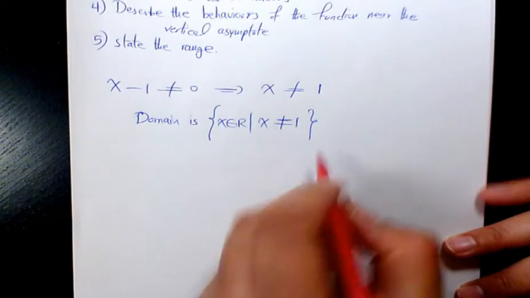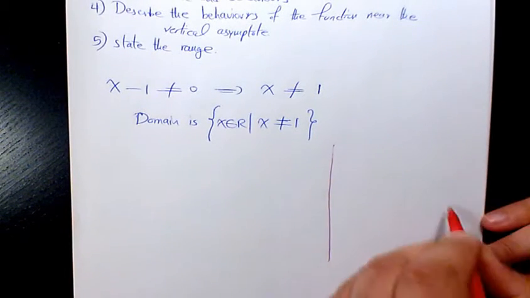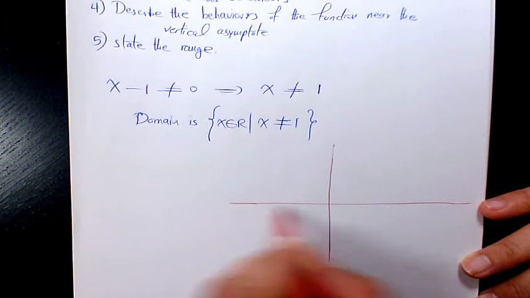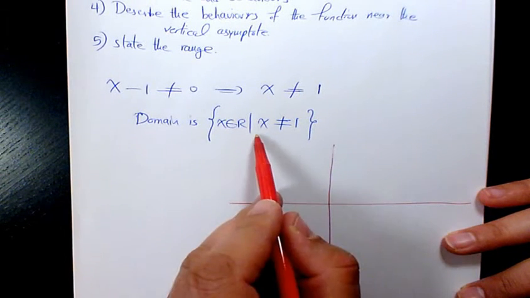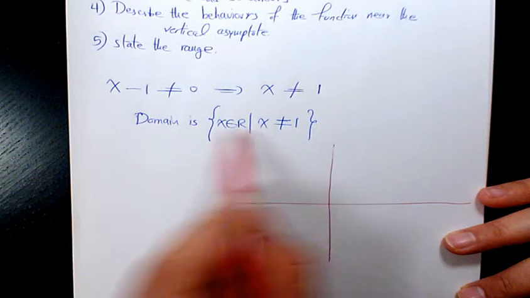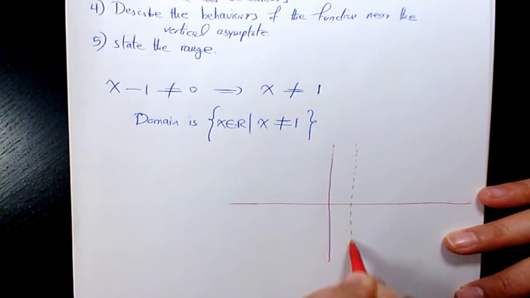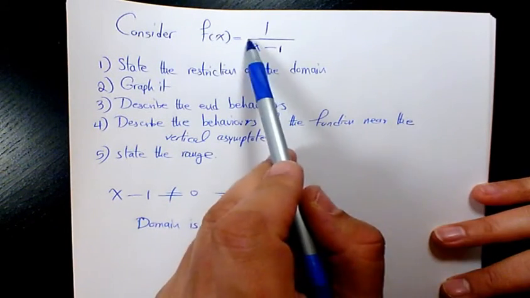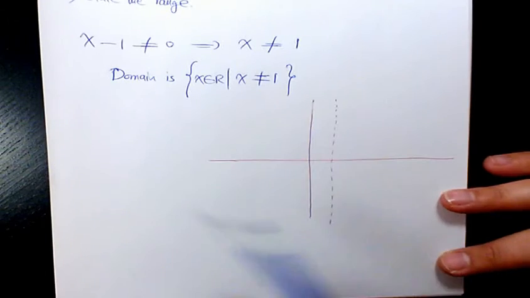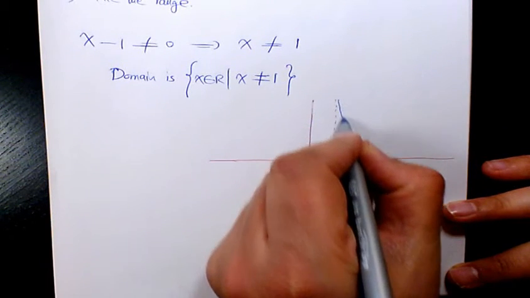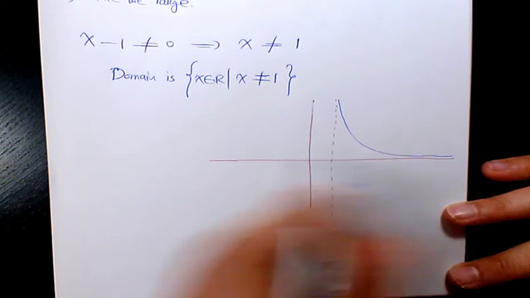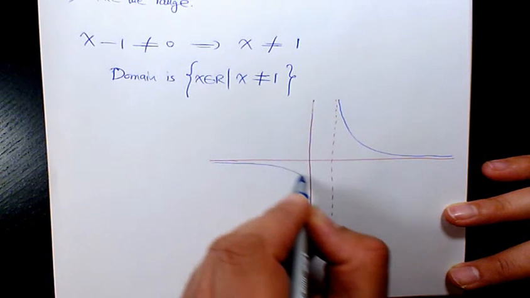And once you graph it, since we have this domain, it means that at x equals 1 we have a vertical asymptote, and since the coefficient of this function is positive, it is going to be something like this.